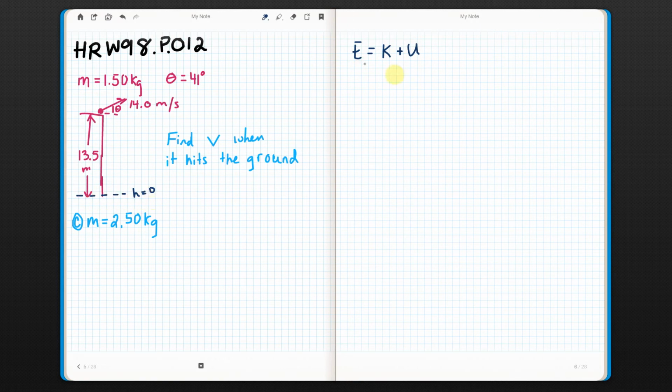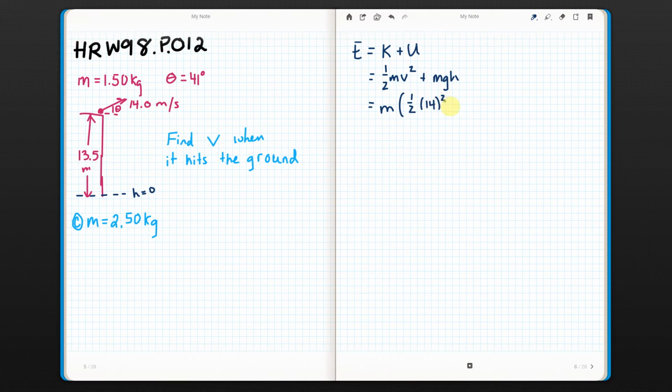Or I guess that should be a y. But anyways, the kinetic energy is 1/2 mv squared plus the potential energy is mgh. Now there's an m there, so I'm just going to move that m out to the front. That would leave me with 1/2, well, the velocity was 14 meters per second. It doesn't matter what the angle was. It was moving 14 meters per second, therefore that was the velocity. Plus, now remember I pulled an m out, so all that's left is g and h. So g is 9.8, and this thing is 13.5 meters high.